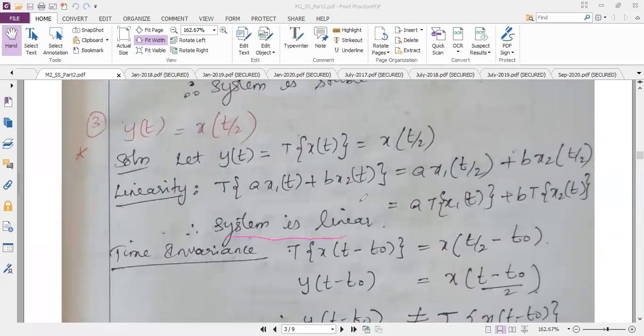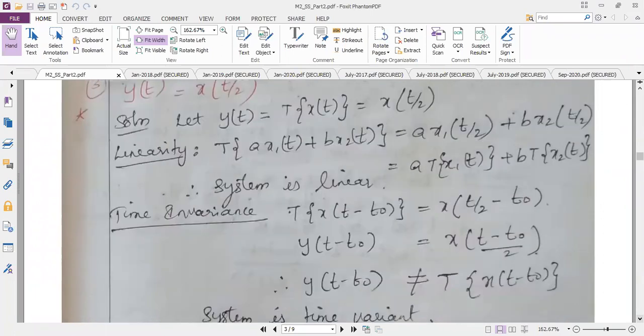I hope I am very clear. We will see some more problems where the system is non-linear also. Is it clear? The system is linear. That is the proof. Shall I proceed? Yes, ma'am.